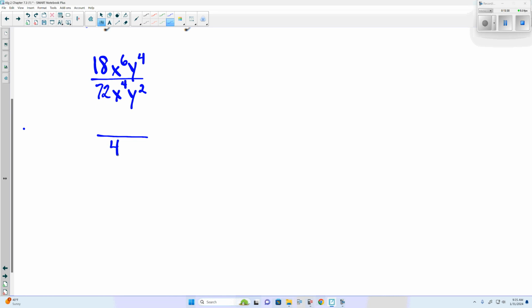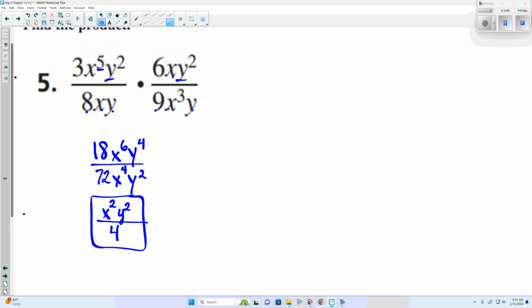Now we have x to the 6 over x to the 4th. 6 minus 4 is 2. Bigger on top stays on top. Y to the 4th over y squared. 4 minus 2 is 2. Since it's bigger on top, it stays on top. So we have x squared, y squared over 4. Questions on any of these here?